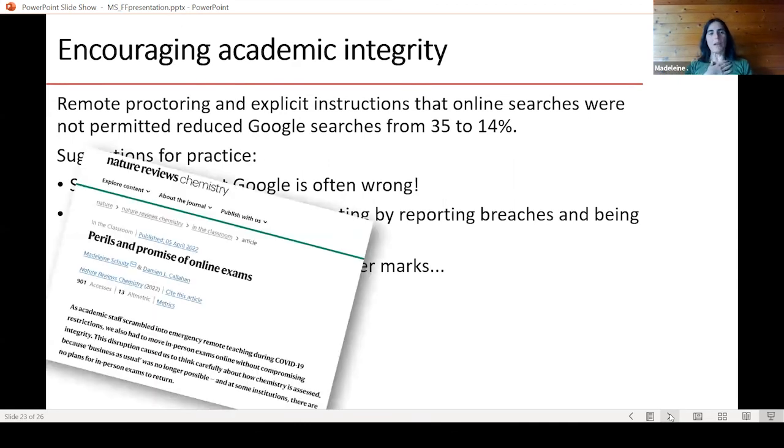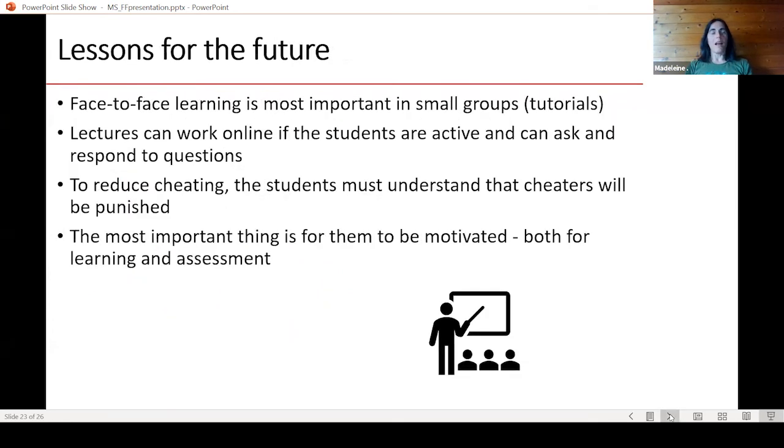So I had a little opinion piece in Nature Reviews Chemistry about this, if anyone's interested. And so the lessons for the future from our experience with online teaching and correlating our practice with student outcomes, we really feel that the face-to-face experience is very important in small groups. And if they have to be online, it's really important to try and emulate that face-to-face experience, whether it's with breakout rooms or one-on-one. That's where a lot of learning happens.